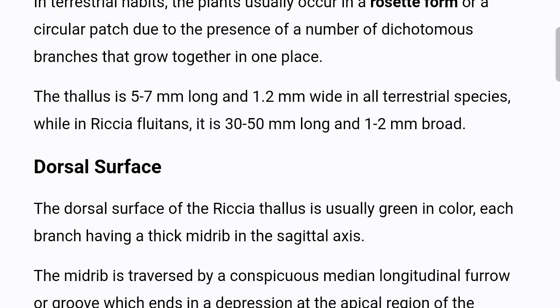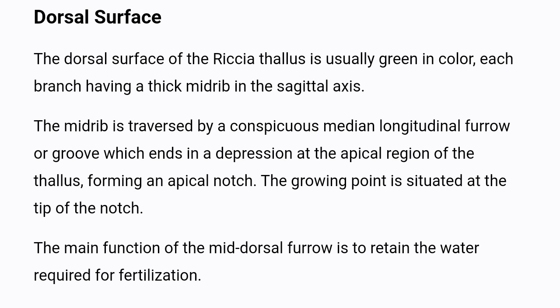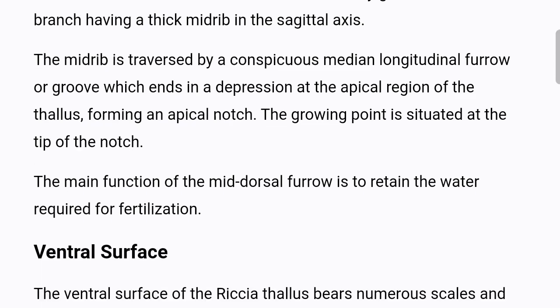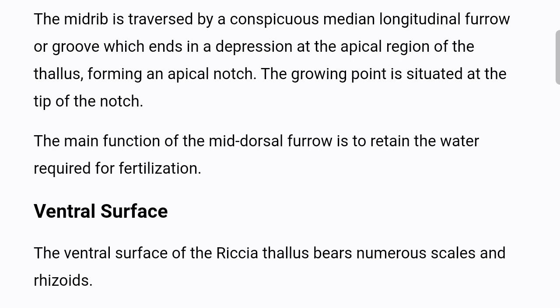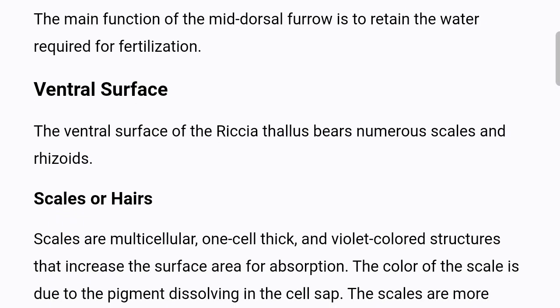Dorsal surface. The dorsal surface of the Riccia thallus is usually green in color, each branch having a thick midrib in the sagittal axis. The midrib is traversed by a conspicuous median longitudinal furrow, or groove, which ends in a depression at the apical region of the thallus, forming an apical notch. The growing point is situated at the tip of the notch. The main function of the mid-dorsal furrow is to retain the water required for fertilization.